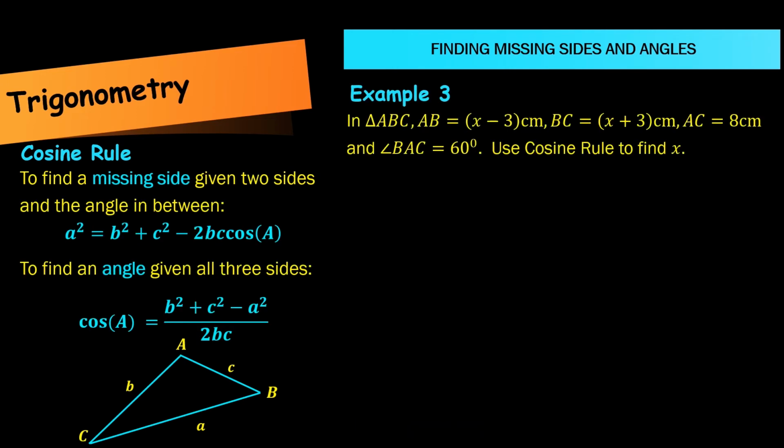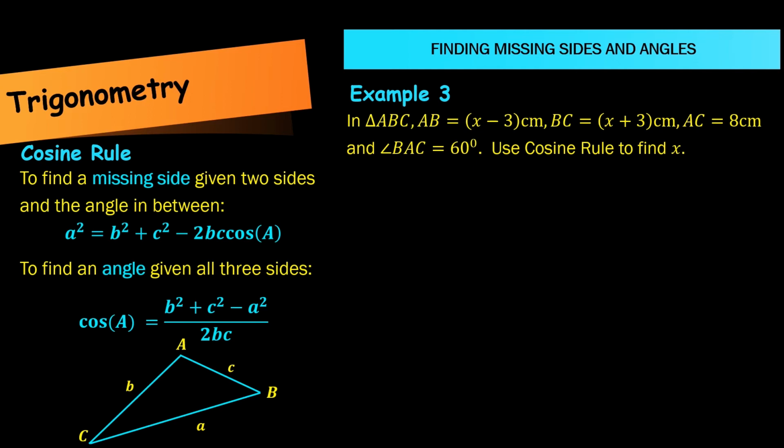Now let's take a look at another example. In triangle ABC, the length of AB is equal to x minus 3 centimeters, BC is equal to x plus 3 centimeters, and AC equals 8 centimeters. We also have that angle BAC equals 60 degrees. Use the cosine rule to find x. Pause the video and have a go. Press play when you're ready to view the solution.